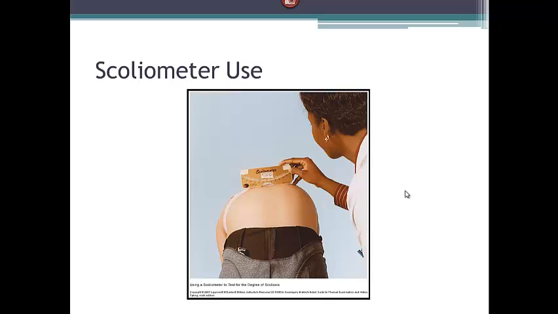Okay, this is the scoliometer. You could basically tell the patient to bend forward, and you analyze the symmetry of the spine. And for a more specific diagnostic evaluation, you could tell the patient to bend forward so that you're going to measure any type of deviation.